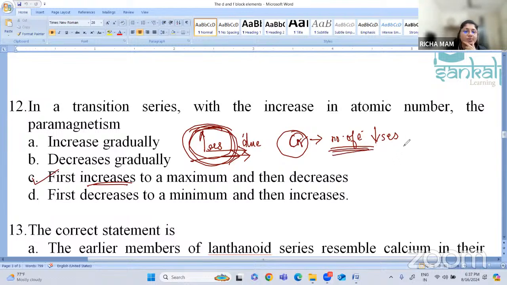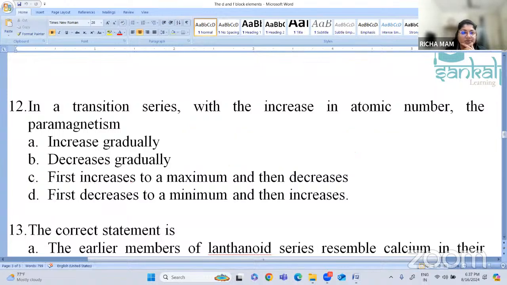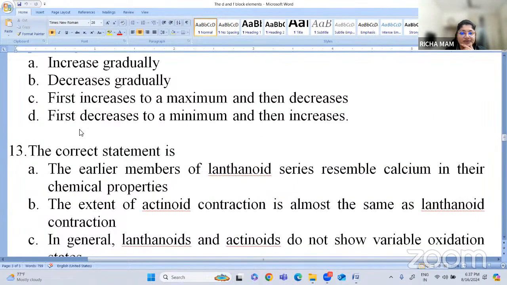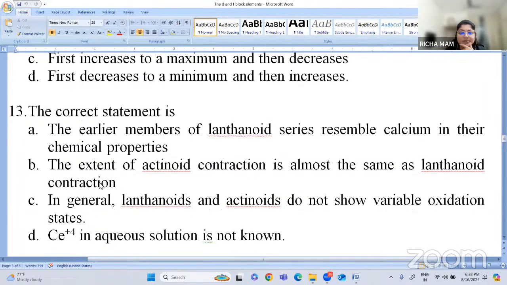Because of that, your paramagnetism also decreases. So option C is the answer. Remember this. Okay. Next, we will see which is the correct statement. There are four statements, and you have to tell which is the correct statement among the following.